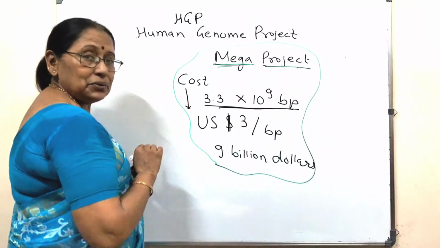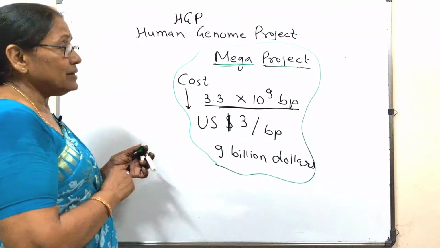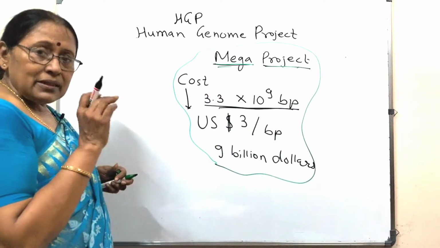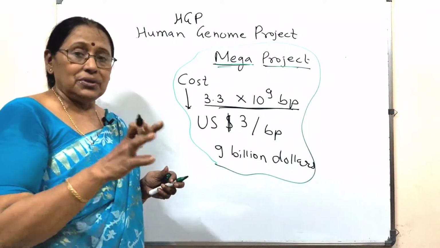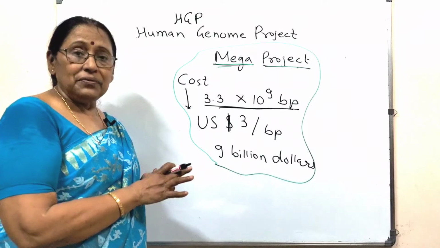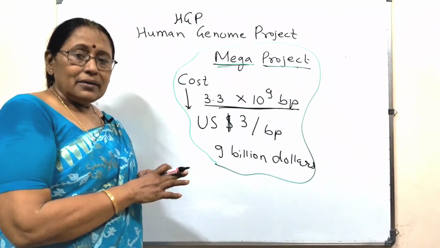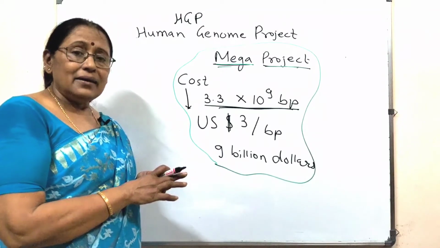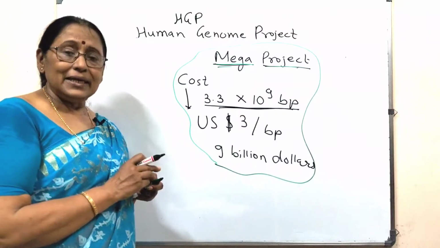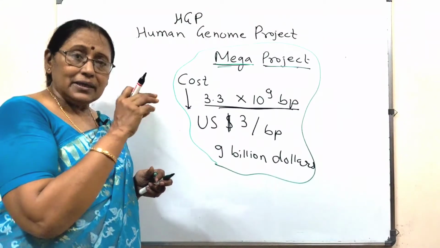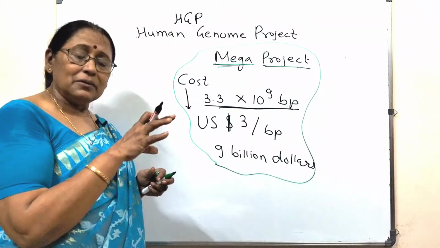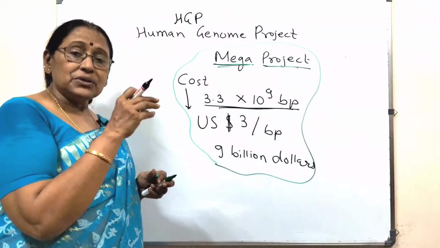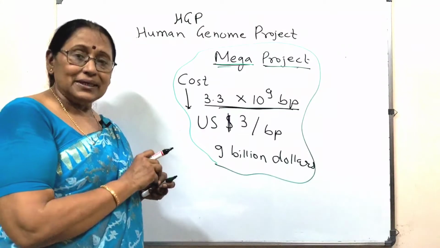Now, let us come to the second point. Why is it called a mega project? The information which was generated, students, was huge. Large amount of information. So huge that your NCERT tells you that naturally it was not possible to print it in books and handle it. It was all stored in the computers.